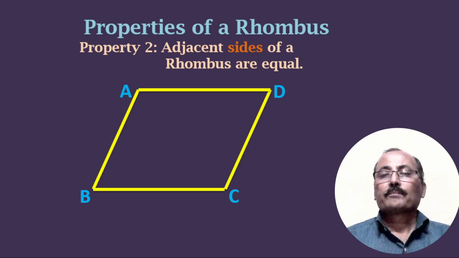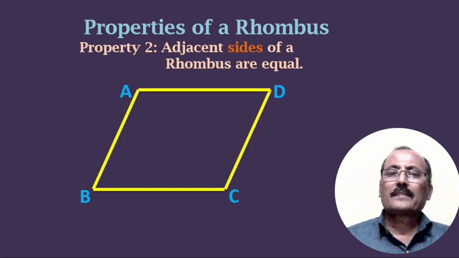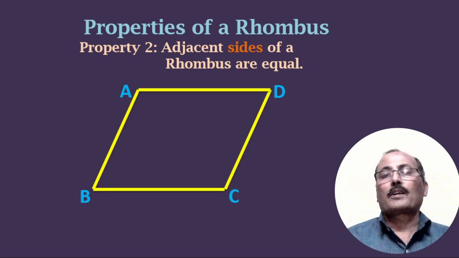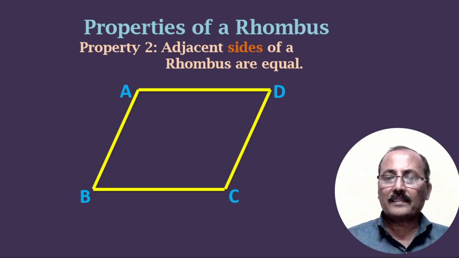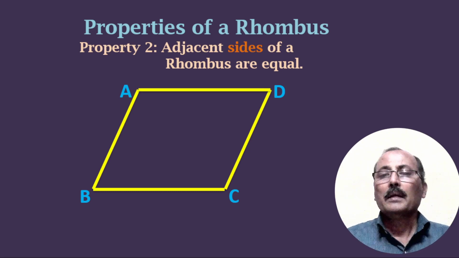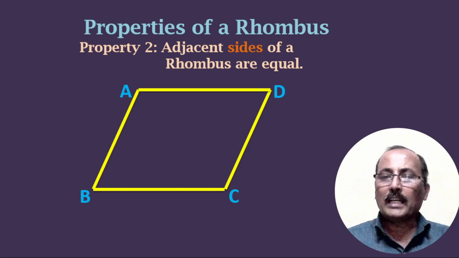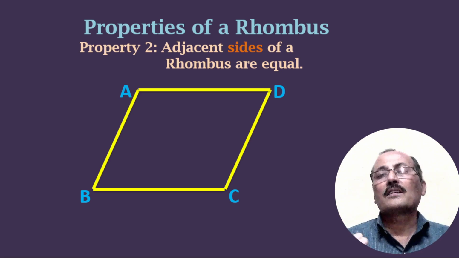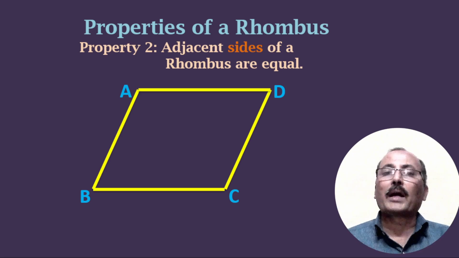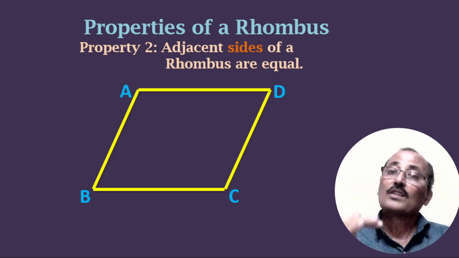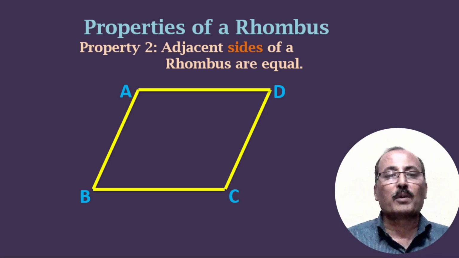Next property, adjacent sides of the rhombus are equal. We can say also opposite sides of the rhombus are equal. AB and DC are equal and parallel. BC and AD are equal and also parallel, because that is true for a parallelogram itself. Opposite sides are equal and parallel is true for a parallelogram and a rectangle. That is true for square. Now it is true for rhombus also.